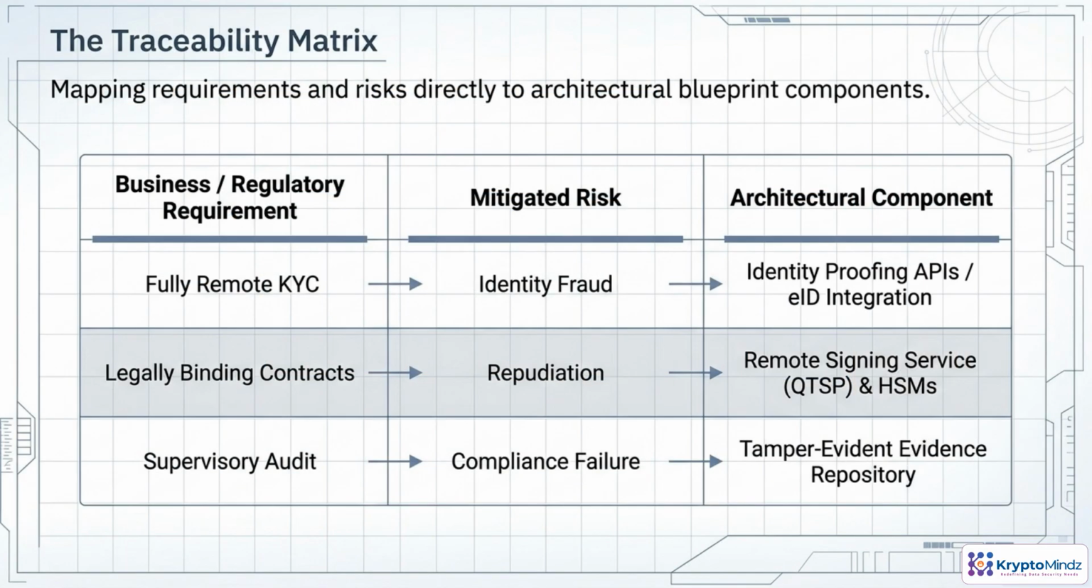Traceability is what turns a nice architecture diagram into something an auditor, a product owner, and a risk officer can all rely on. Start from each business or regulatory requirement and ask, which risks does this create and which components handle them? For fraud and AML, that might be identity proofing, risk engines, and monitoring. For disputes and compliance, that's evidence storage, audit trails, and signature validation. Capture these links in a simple table and keep it updated as the design evolves.